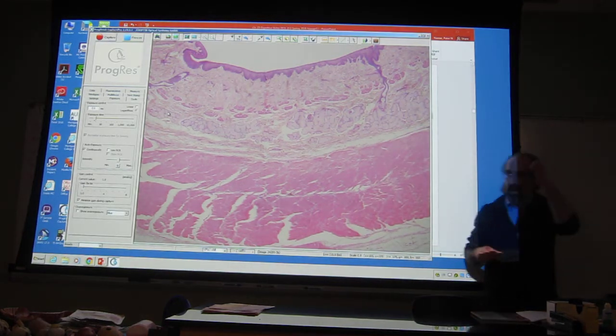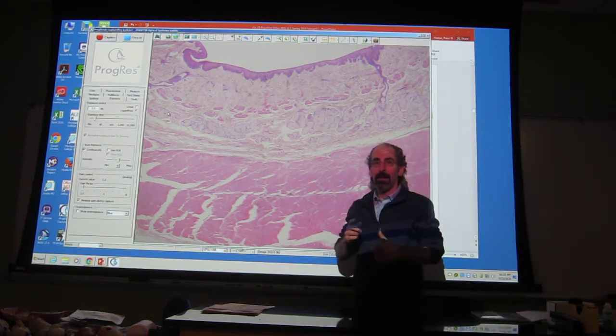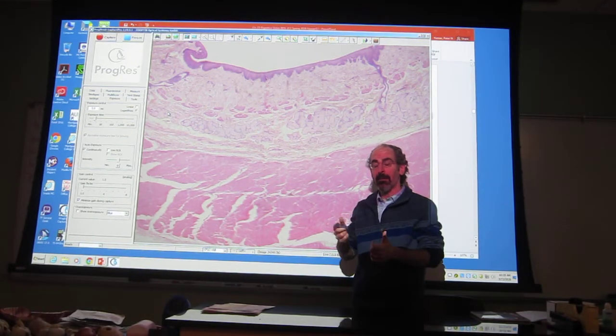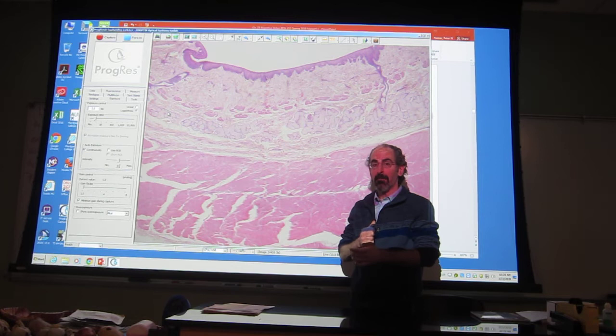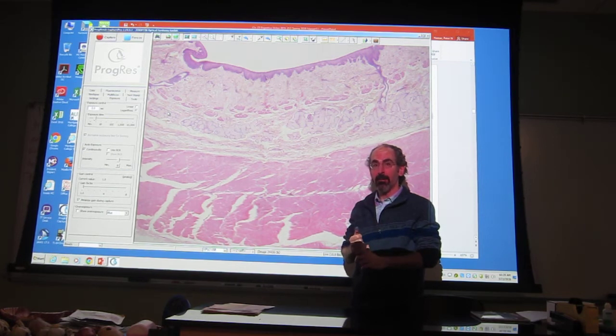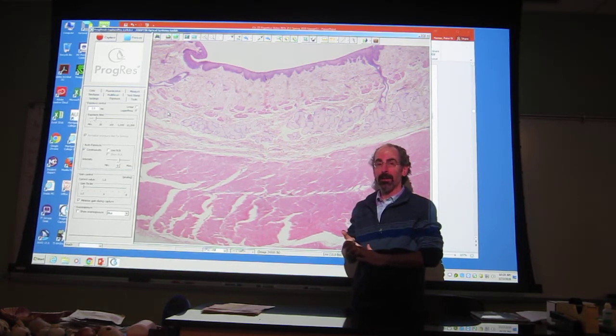Today we're going to be looking at 4 slides, each representative of a different portion of the gastrointestinal tract. The first slide will be of the esophagus, the second slide will be of the stomach, the third slide will be of the small intestine, specifically a part called the duodenum, and the fourth slide will be of the large intestine, specifically part of the colon.